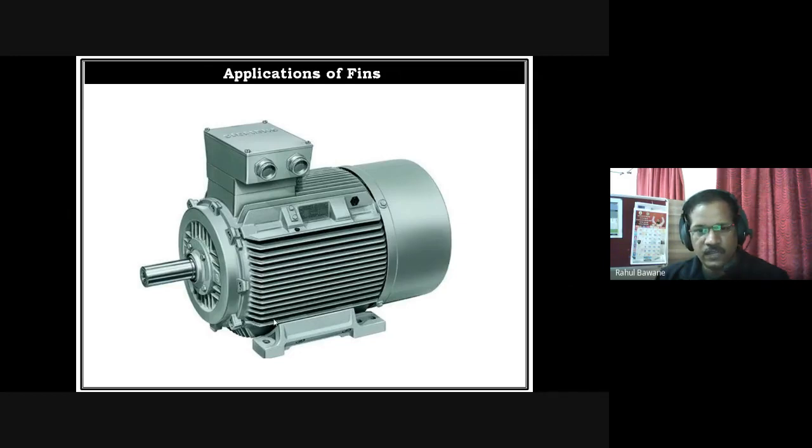The next application is the fins which are provided on electrical motors. This is a very regular observation, because these electrical motors are air cooled. So when surrounding air reaches these fins, it extracts the heat and keeps the motor at its working temperature.